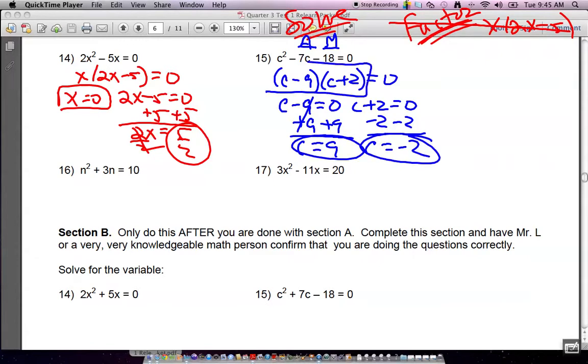Again, some people put this down as the answer. That is the answer to a different question. That is the answer to factor, not solve.